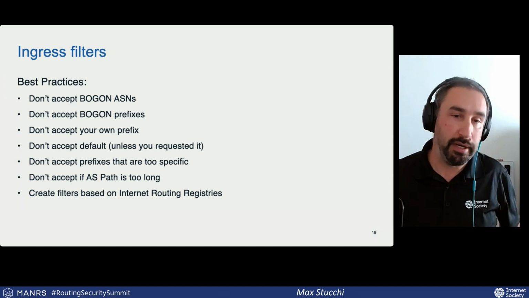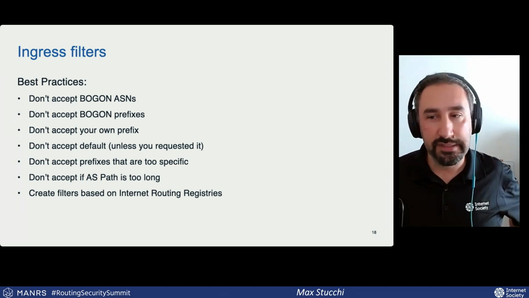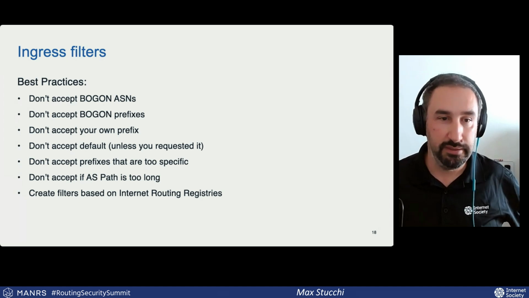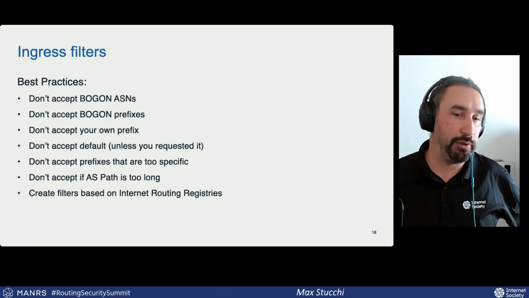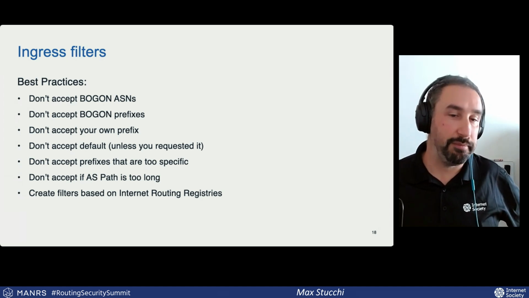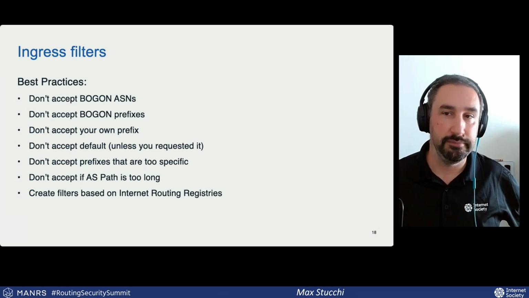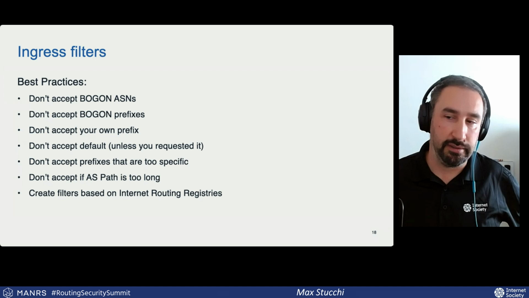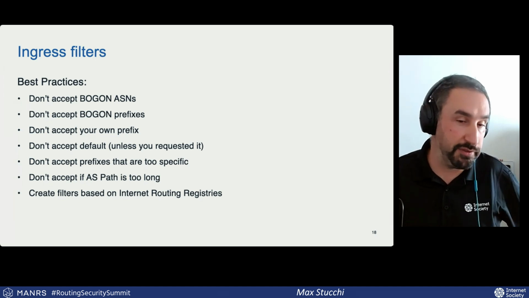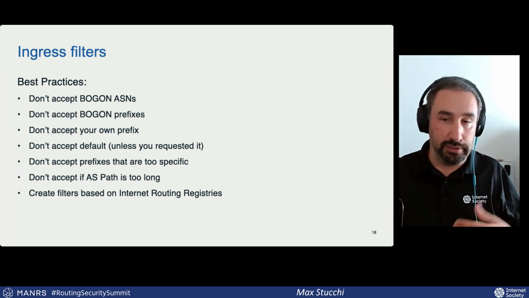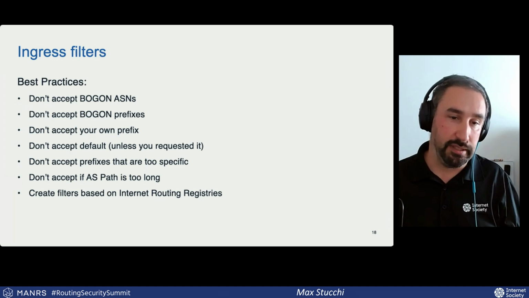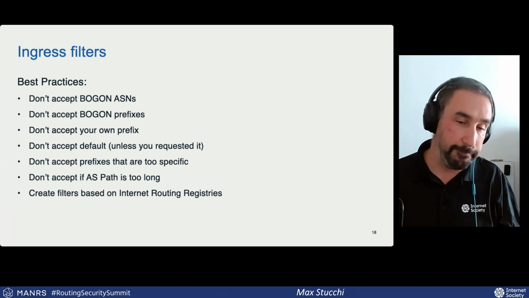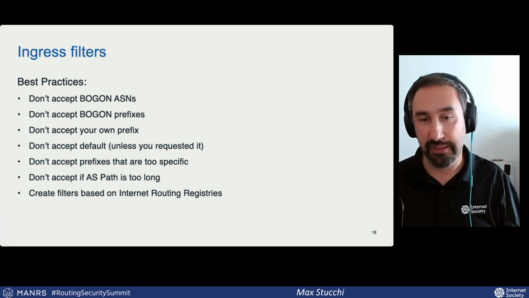Now, what are the best practices? Don't accept bogon ASNs. First of all, we'll see bogons in a moment. Don't accept bogon prefixes. Don't accept your own prefix. That's actually something that's already embedded in the BGP daemons, which will just refuse to accept its own prefixes. Don't accept the default unless you have requested that.